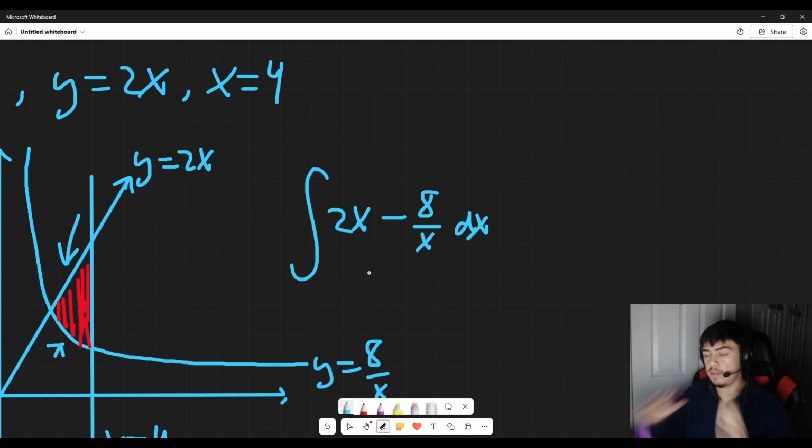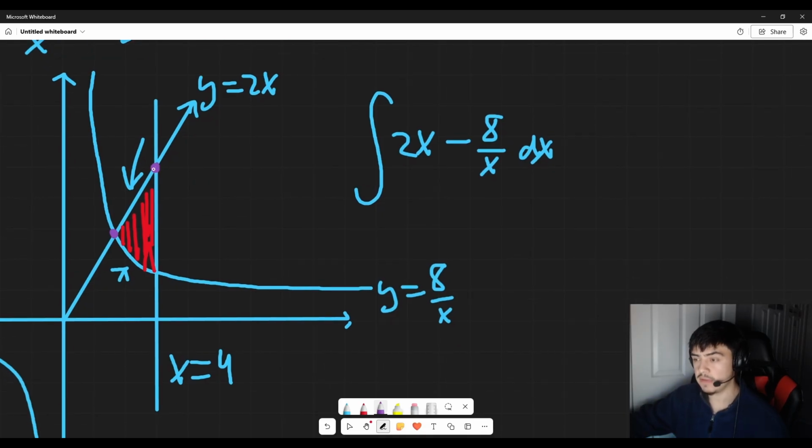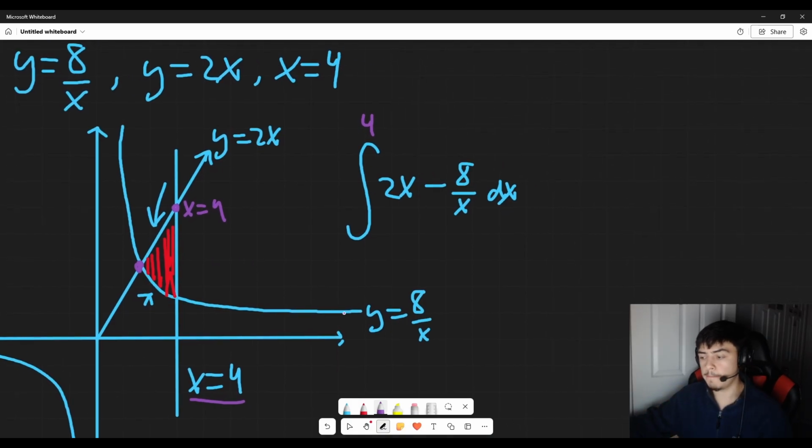So we're almost done setting up the integral. We just need to find the bounds of integration now. What that means is we need to find this x coordinate and this x coordinate. Well, we were already given what this x coordinate is right here, right? It's x equals 4. That's going to be our top bound. But then we need to find this point right here. Since it's not given to us, we need to solve for it.